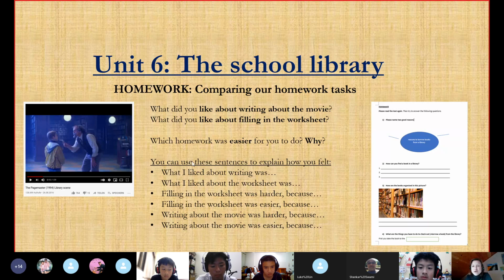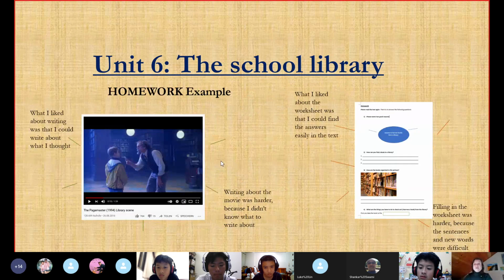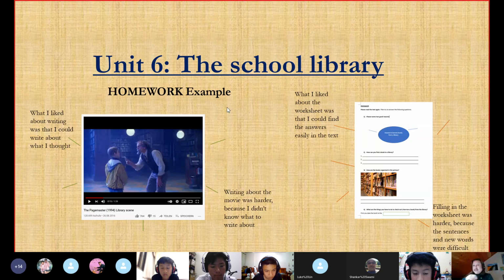And here I put some sentences for you that you can use, okay? So you can use these sentences to write about which one was easier and why. What you can also do is just put one sentence, like a mind map here, like a picture. So it doesn't have to be a whole text, right? It can just be ideas, little notes next to the picture.